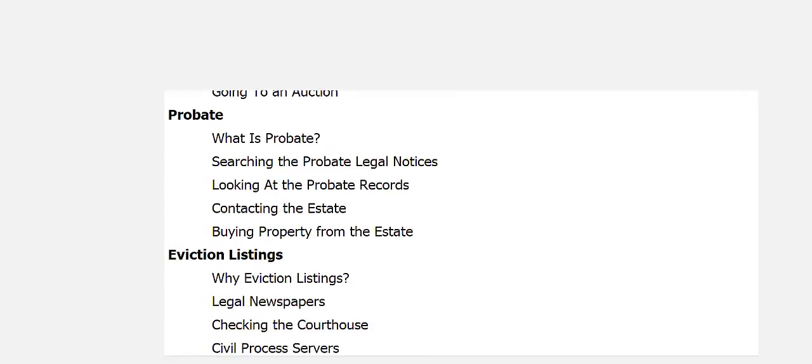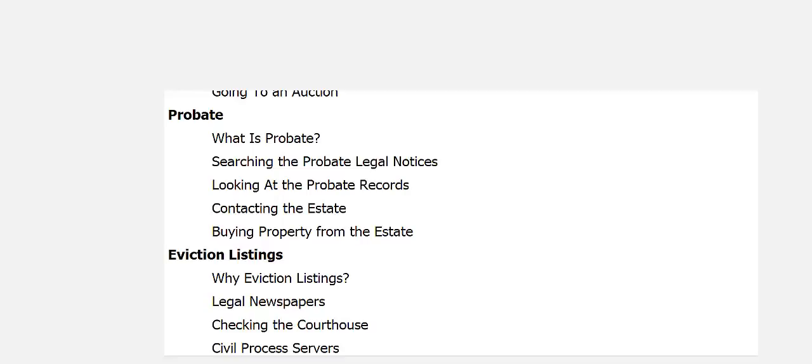Probate is when you die. If you die, your heirs get your property. What is probate? Searching the probate legal notices, looking at the probate records, contacting the estate, buying property from the estate. And then we move into eviction listings.